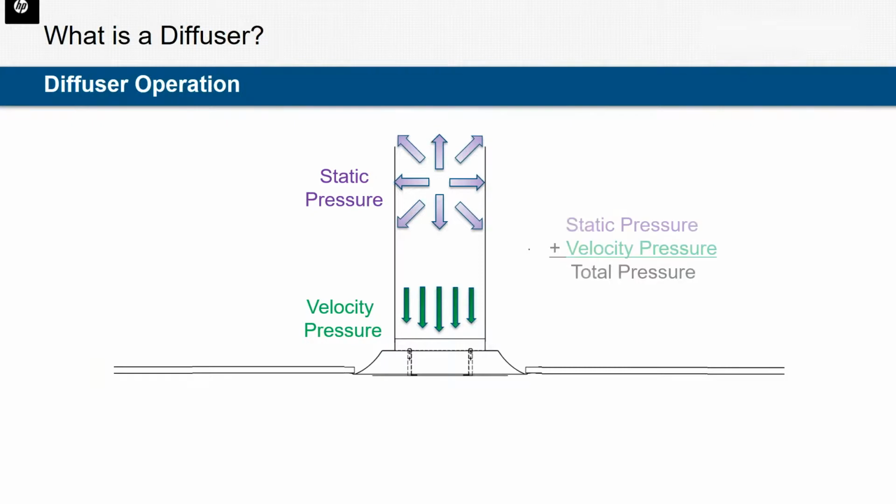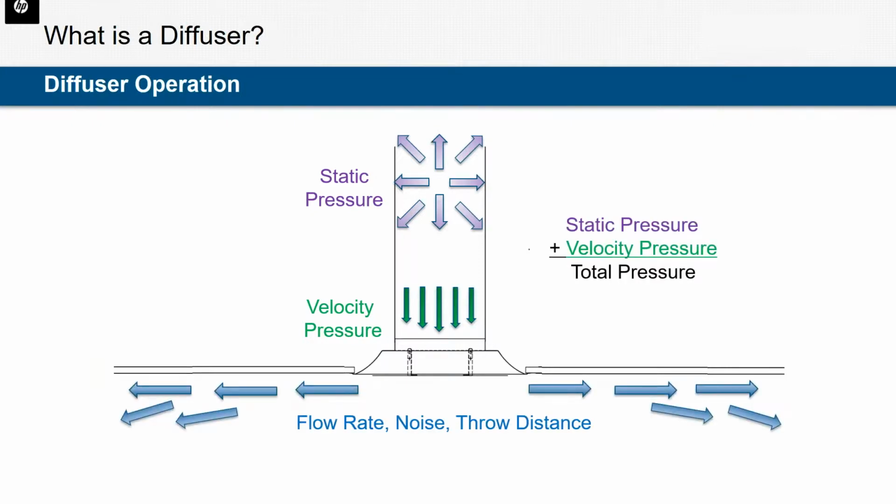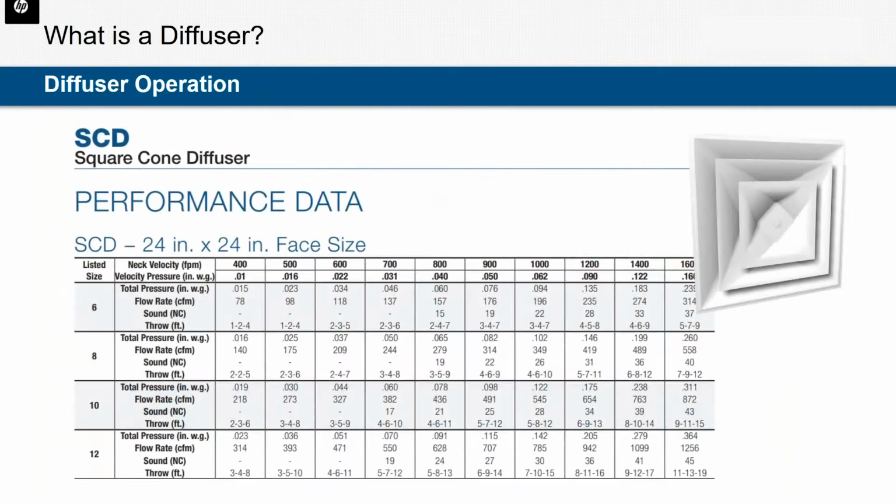Now, in terms of actually getting the data of our diffusers, a diffuser itself is a fixed geometry. So if we have some known pressure upstream, which is going to be some component of static and velocity pressure, if we have a known velocity pressure, that will result in some required upstream static pressure and some resultant flow rate, throw distance, and noise generation. It must be, because the diffuser is constant and we're simply putting air in, and then air must come out the other side. And this is how we tabulate our catalog data.